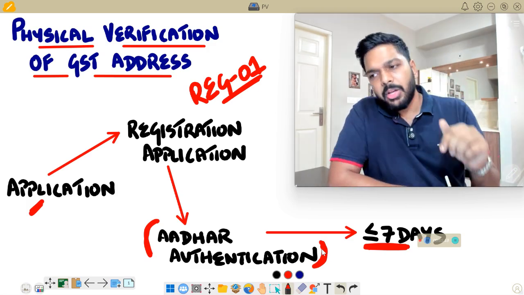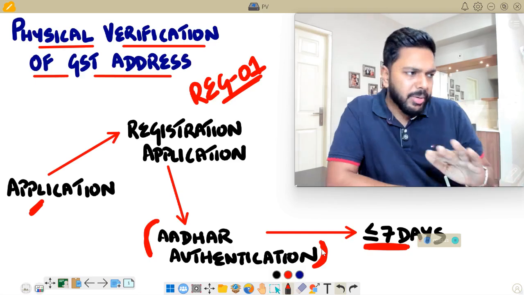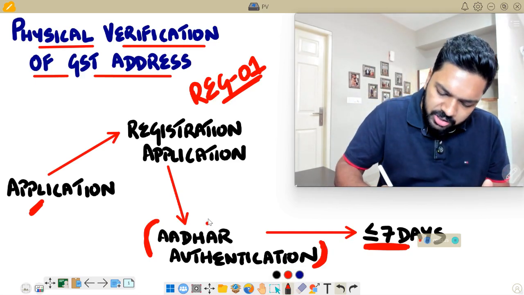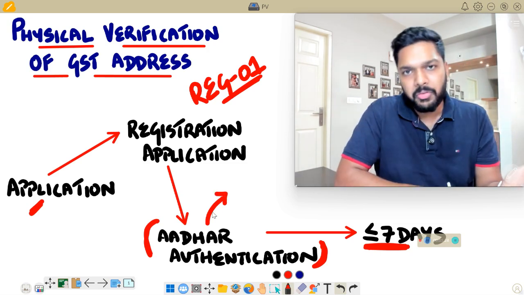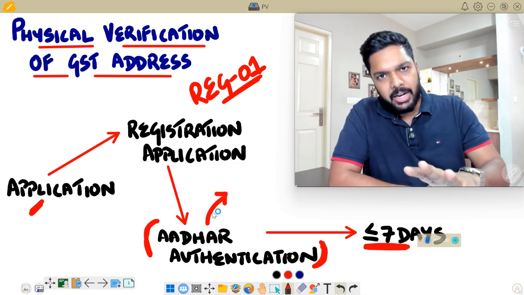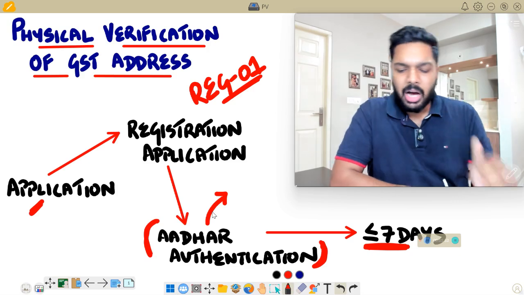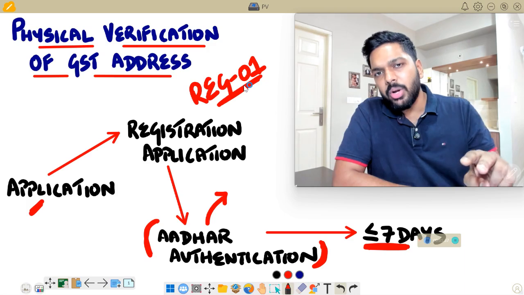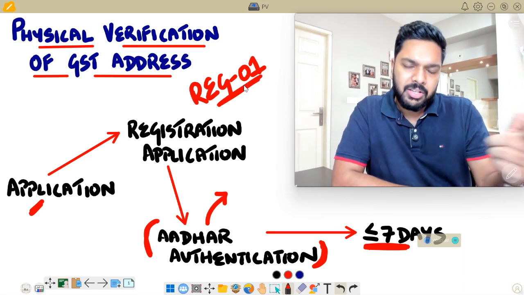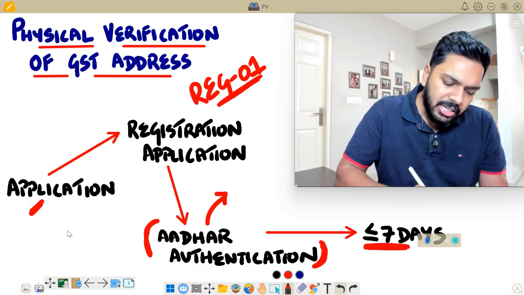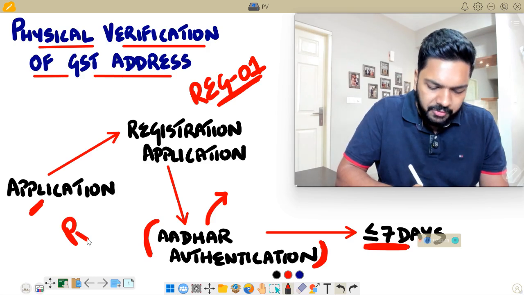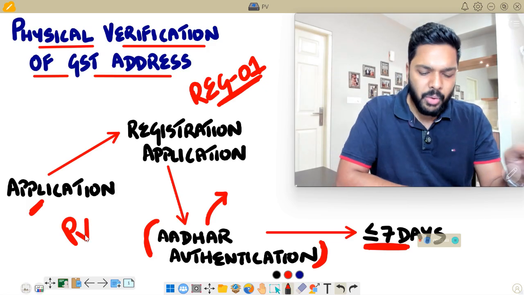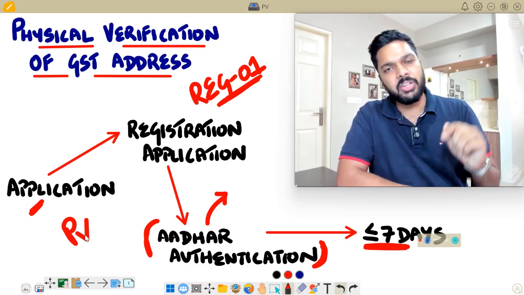Now, what if you enter the Aadhaar number and an OTP does not come to your mobile number, which basically means that your Aadhaar authentication is failing or is bound to fail. Once it's failed, you will get to submit your REG-01 application, but you will only get your final GST registration once the officer conducts a physical verification of the building of that address where you're giving it in the GST registration application.